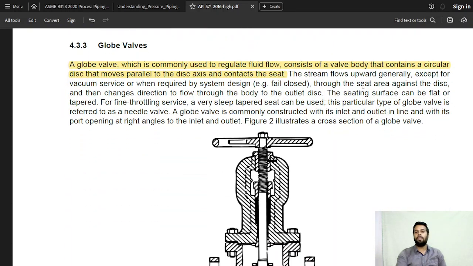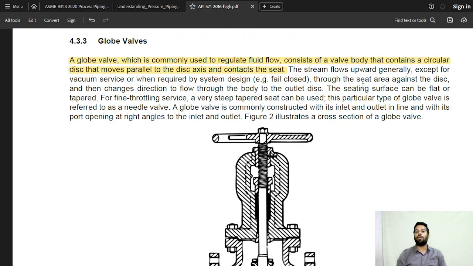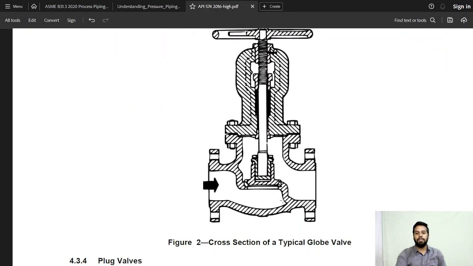Globe valves, which are commonly used to regulate fluid flow, consist of a valve body that contains a circular disc that moves parallel to the disc axis and contacts the seat. So this is a globe valve. You have a disc here. This disc travels and the fluid is stopped, or fluid is controlled.